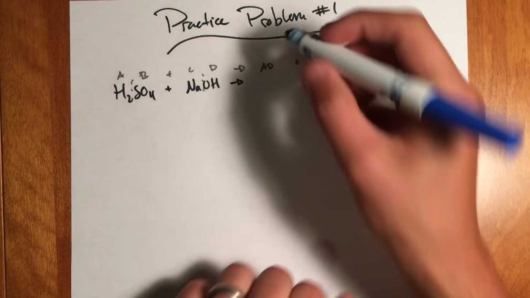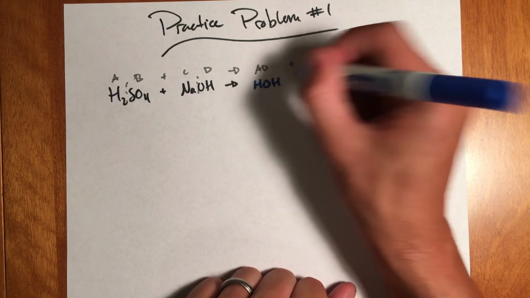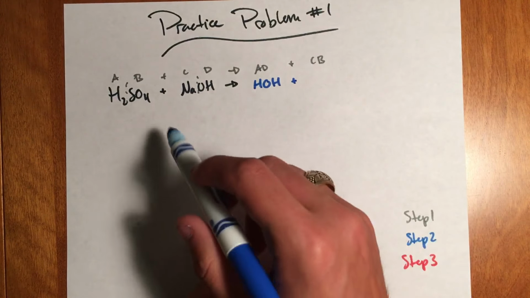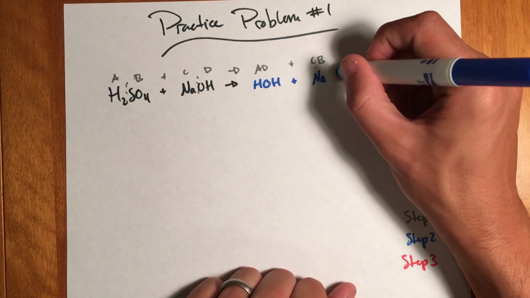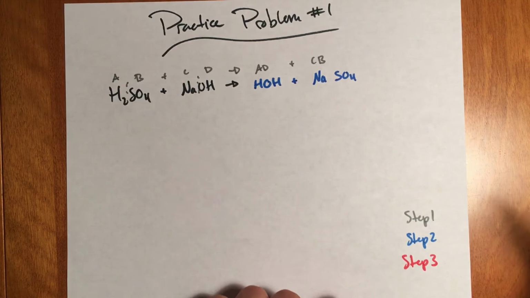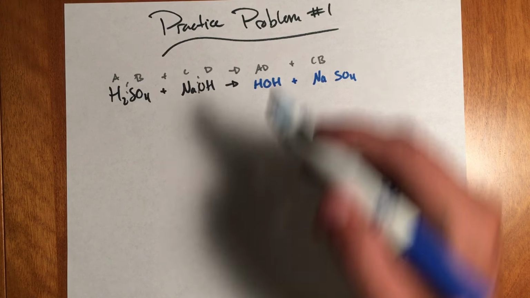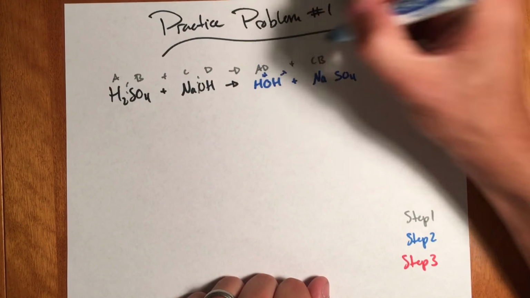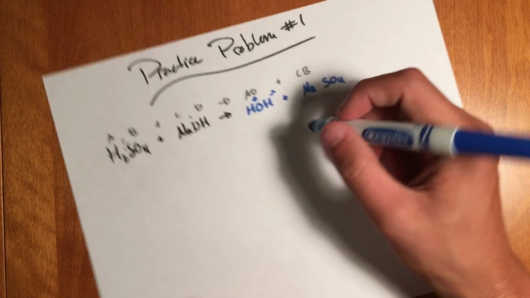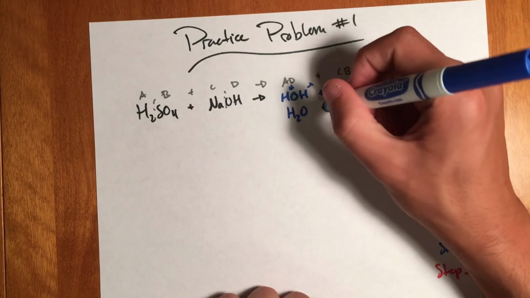A and D come together to form H. A is H, D is OH, plus C, which is sodium, and B, which is sulfate. Now what I like to do is figure out what charges these things have so I can know if these are balanced or not. Hydrogen's going to have a +1 charge, hydroxide's going to have a -1 charge, so that's all good. They'll balance each other out and become water.